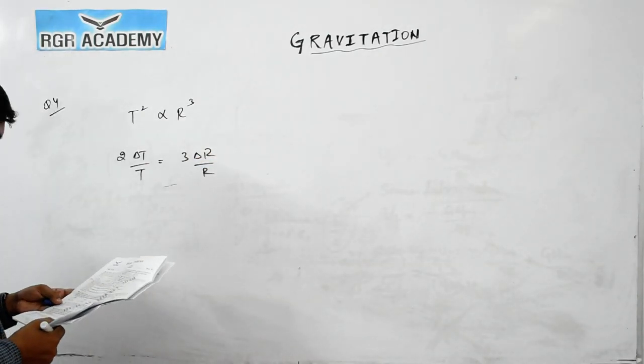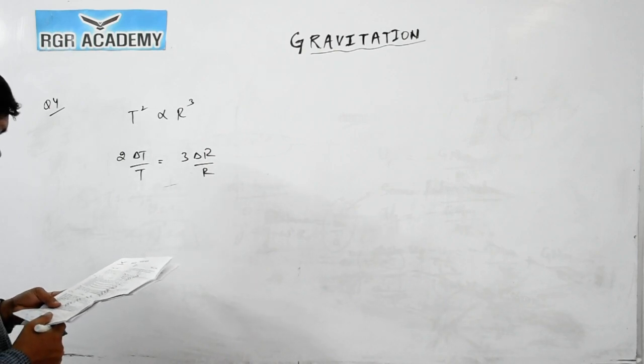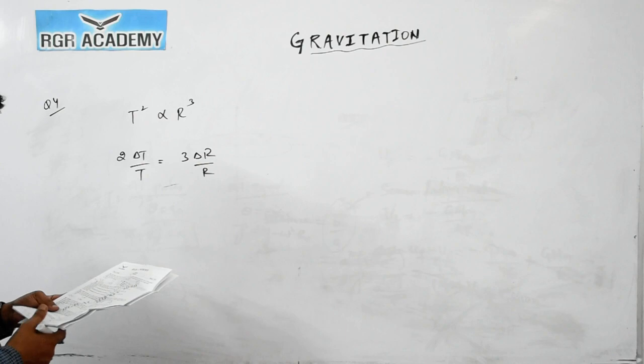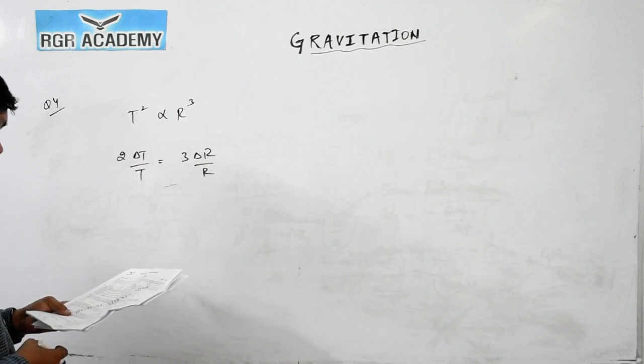So a satellite is launched into a circular orbit of radius r around the earth, while a second satellite is launched into an orbit of radius 1.02 r. What is the percentage difference in the time period of the two satellites?